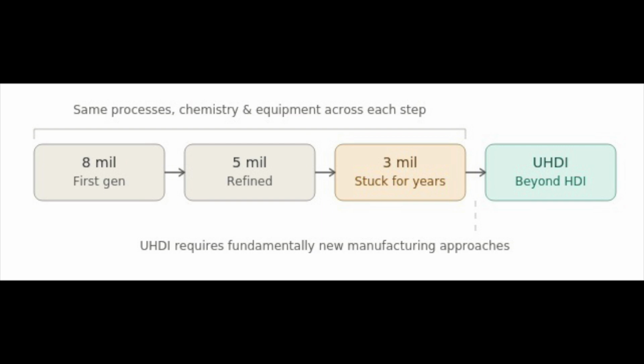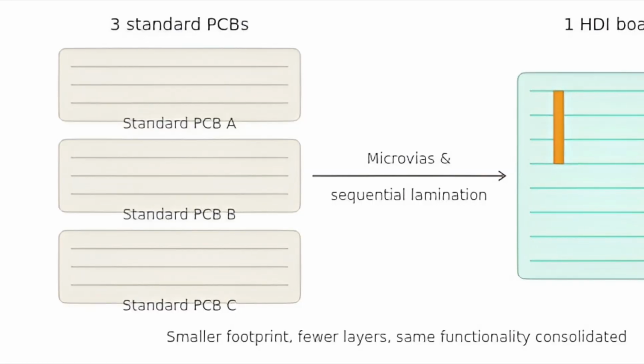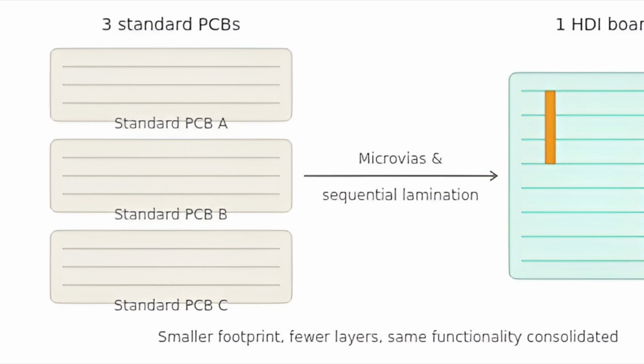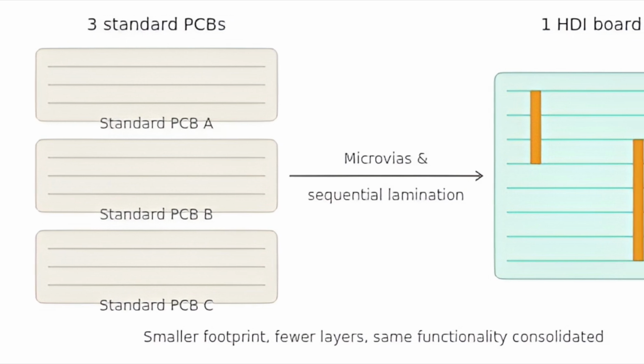In general terms, Ultra HDI Interconnect, UHDI, refers to line widths and spaces on a printed circuit board that fall below 25 microns, entering a realm of precision that traditional PCB manufacturing was never designed to achieve.